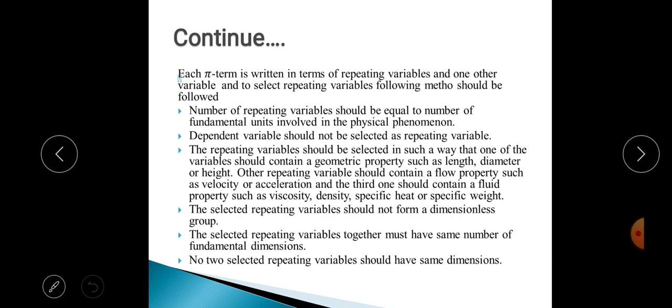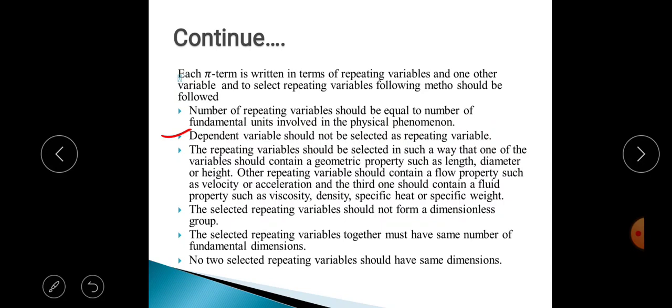To select repeating variables, the following method should be followed. So what is the procedure to select a repeating variable? These are the steps which we should follow. The number of repeating variables should be equal to the number of fundamental units involved in the physical phenomena, and dependent variables should not be selected as repeating variables. This is a very important point: dependent variables should not be selected as repeating variables.